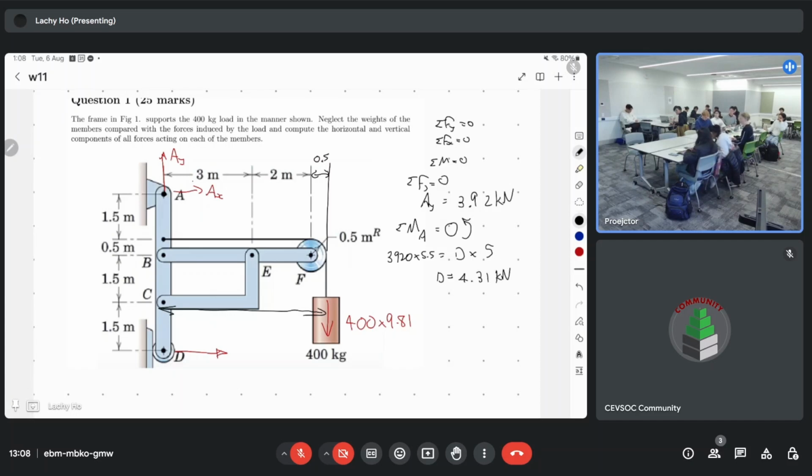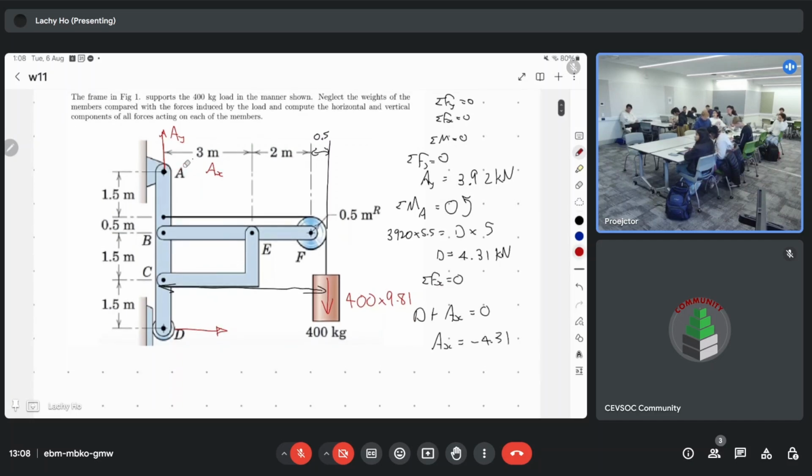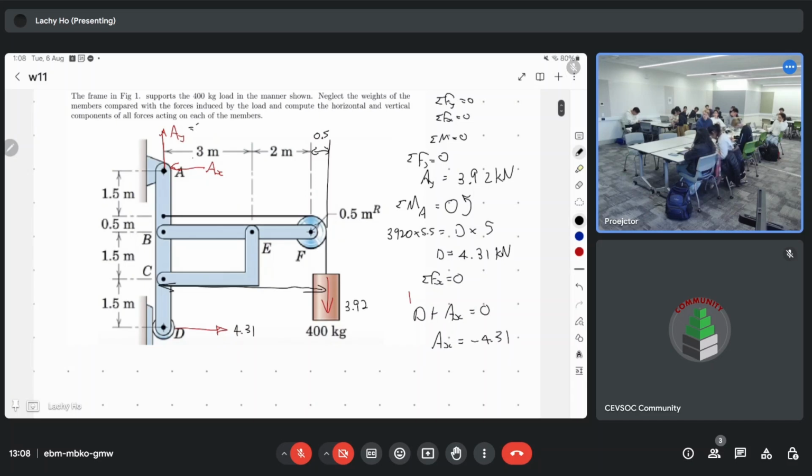And then we can do our last equation. Sum of the forces in the x direction equals 0. D plus AX equals 0, so AX equals minus. What does that mean? That means I made my assumption wrong, so I'm going to switch the direction, making it go to the left. For good practice, let's write all our values on the diagram. This is 4.31, rounded, obviously. This one here is 3.92. This one here is 3.92 and 4.31.